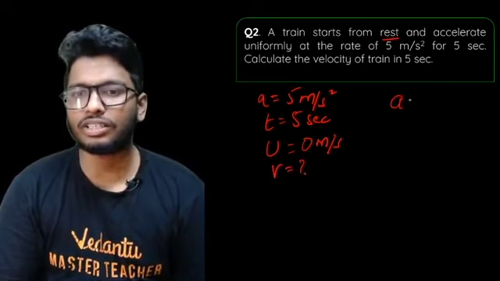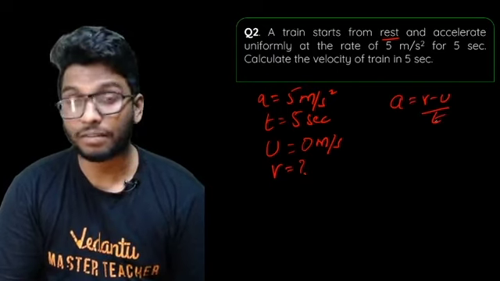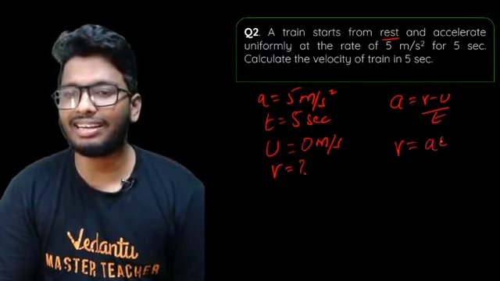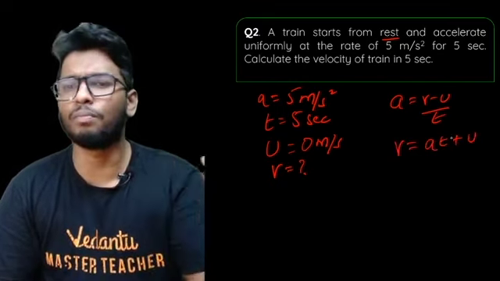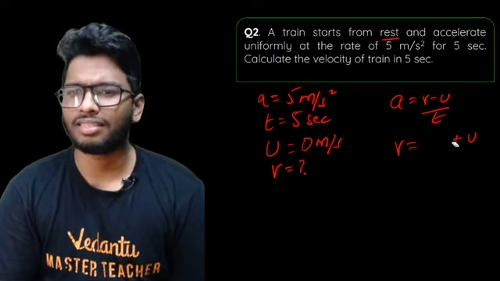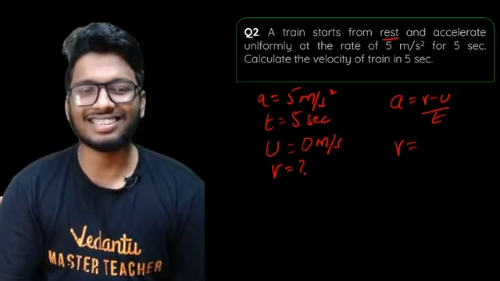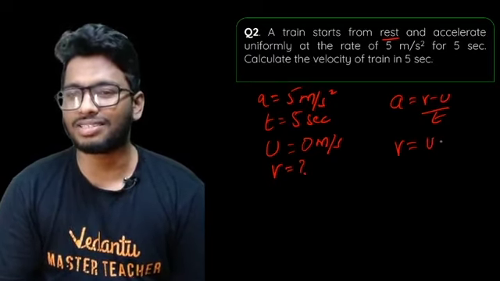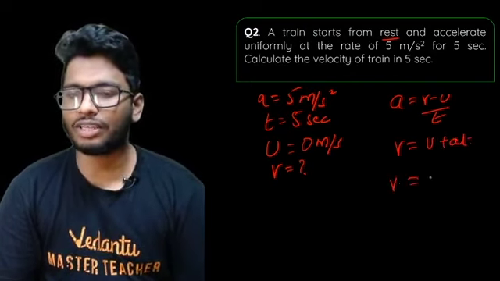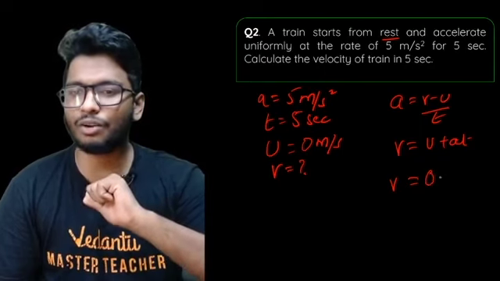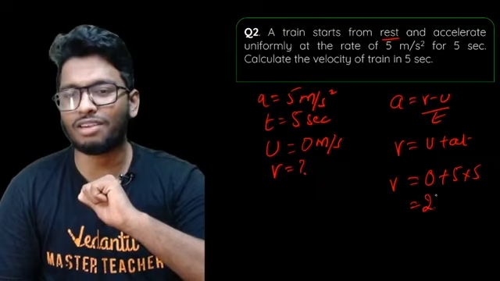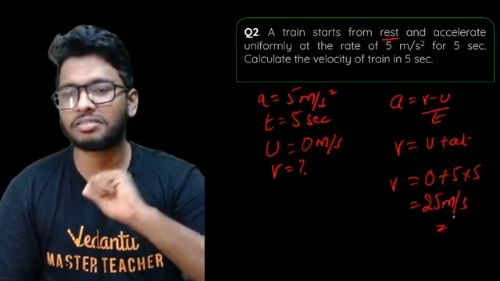First of all, the equation is a equals v minus u by t. Rearrange the equation to get v. So v is equal to at plus u, or u plus at in other words. That will be much easier for you to remember. The equation of motion, yeah. So that's v is equal to u plus at. All right. So substitute the values over here. I don't know the value of v, so I'll keep it as v itself. Initial velocity is 0. Acceleration is 5. Time taken is 5. So that gives me 25 meter per second.